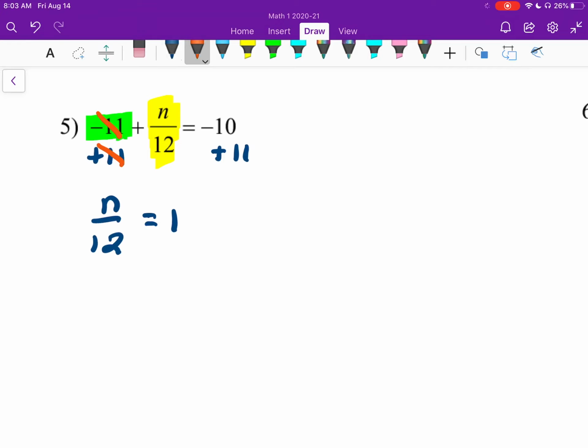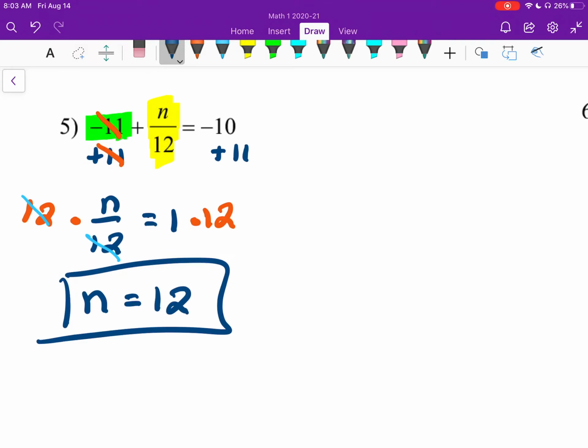Now I need to try and get my n by itself still, so I'm going to multiply both sides by 12, because 12 is in the denominator. So my 12 there and my 12 there cancel. I'm left with just a plain old n equals 1 times 12 is 12. And there we are.